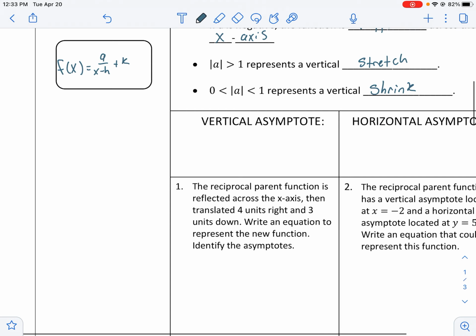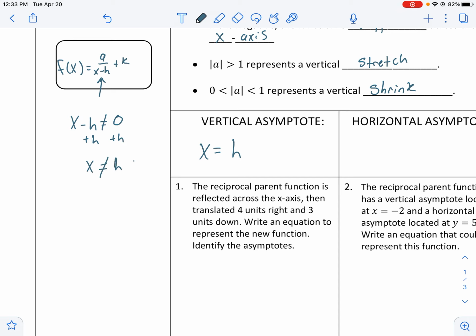All right. The vertical asymptote is going to be x is equal to h. How do we get there? Because we have to think what x value makes that denominator 0. In this case, it would be h, right? X minus h cannot be equal to 0 because we can't divide by 0. So if we add h to both sides, x cannot be h, which tells us that the vertical asymptote is at x equals h.